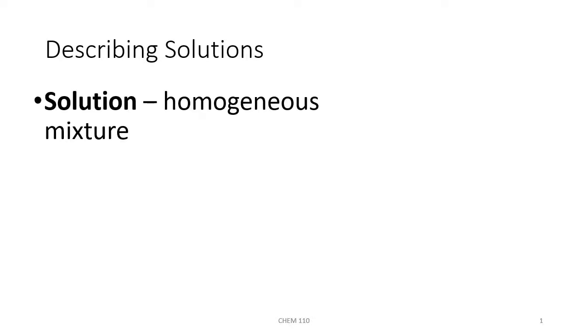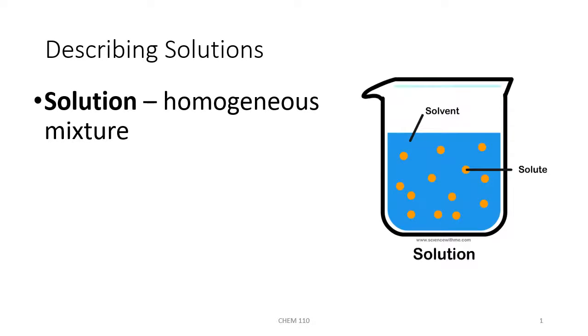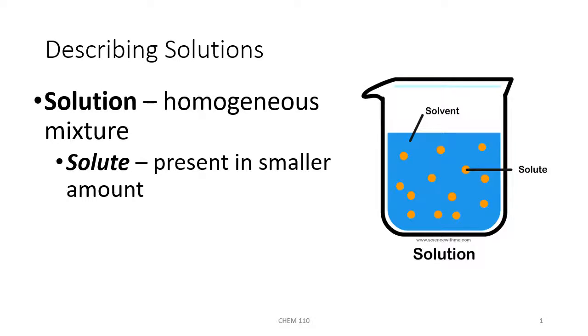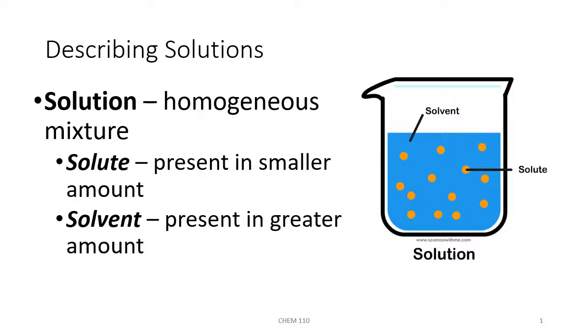We previously learned that another term for a homogeneous mixture is a solution. A solution is made up of two components: the solute, which is usually present in smaller amounts. The solute is the substance that we are trying to dissolve, and the solvent. The solvent is present in a larger amount, and it's usually the medium that is doing the dissolving.